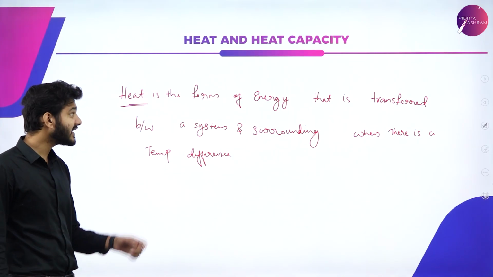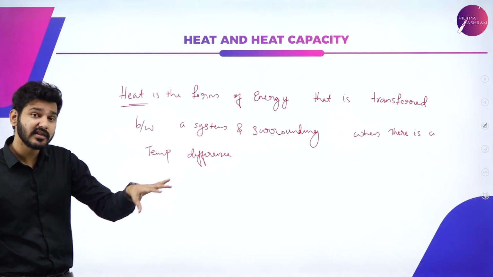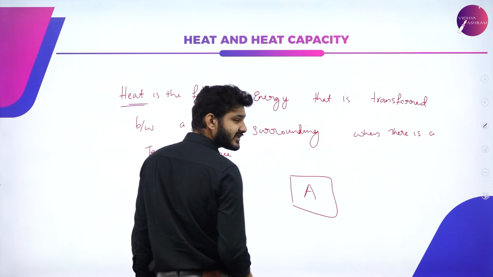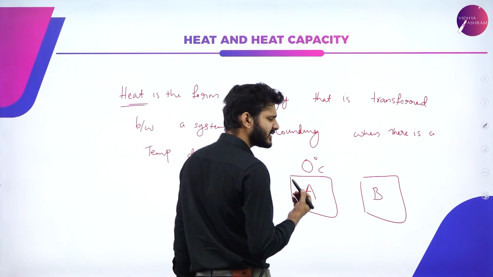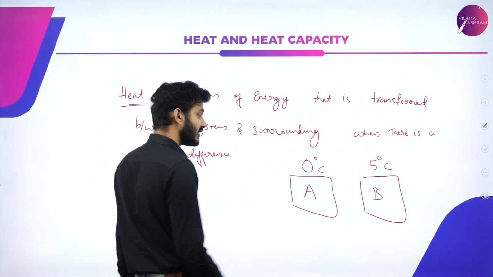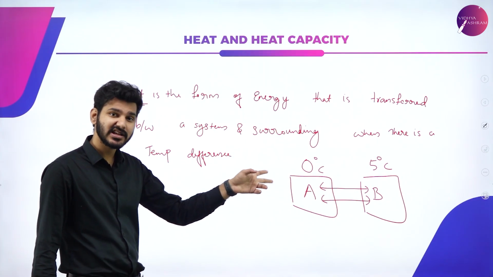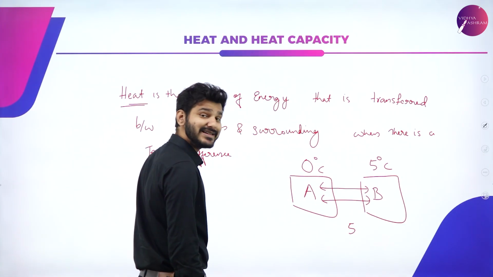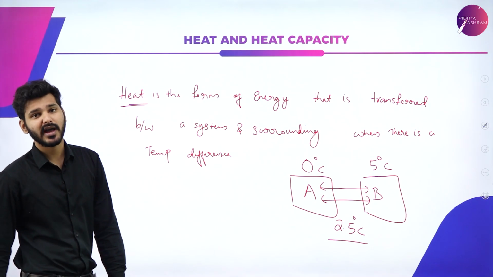So in words, we can define heat as the form of energy that is transferred between a system and surrounding when there is a difference in temperature. So we can say that if system A is at, let's say, 0 degrees Celsius and system B is at, let's say, 5 degrees Celsius, there is inherently a difference in temperature. So there will be exchange of energies between these two systems, and that particular energy exchange is known as heat. And this will continue to do so until both of them are at exactly the same temperature, or simply thermal equilibrium. So that is known as heat.